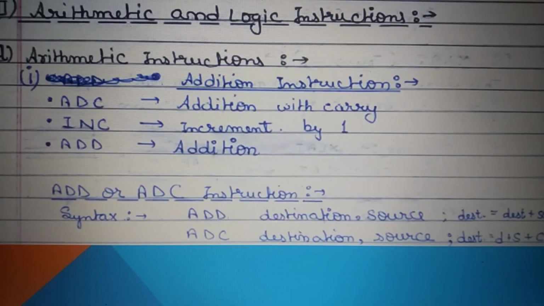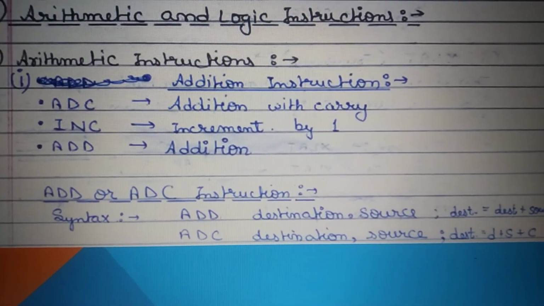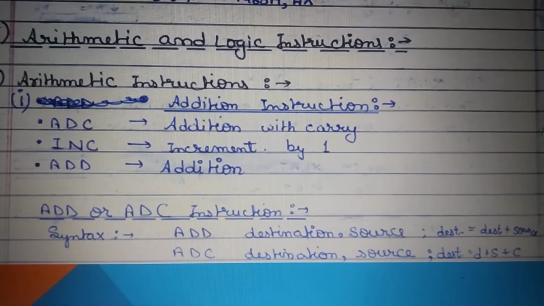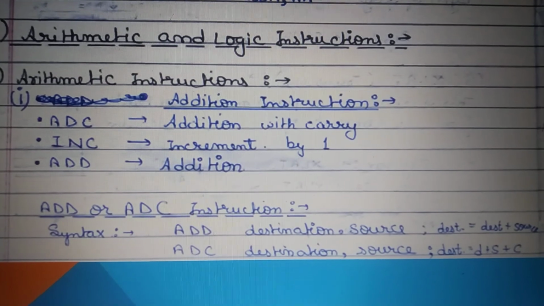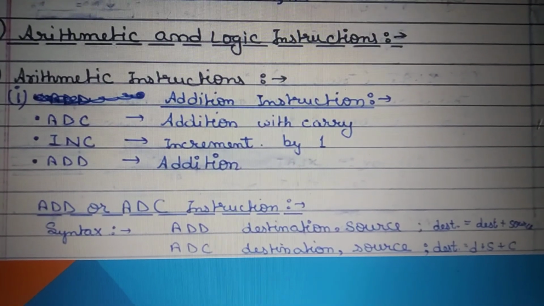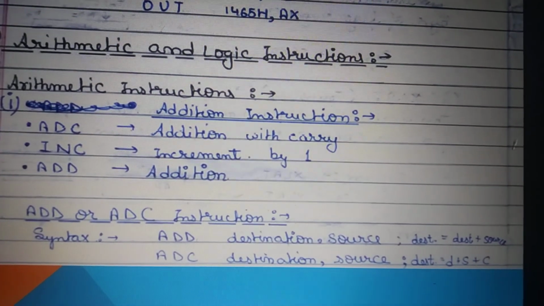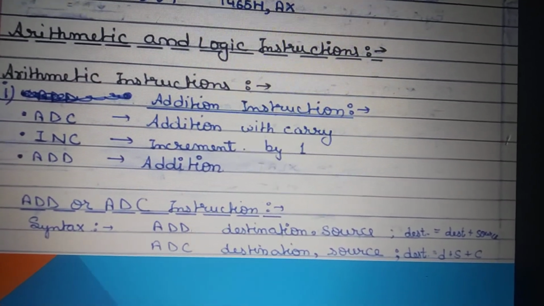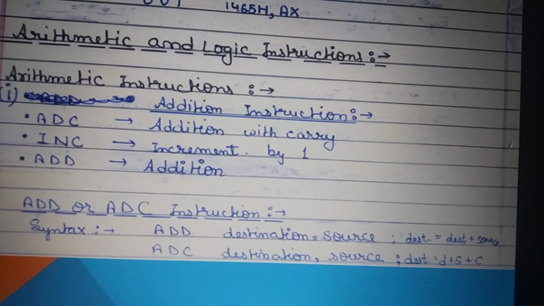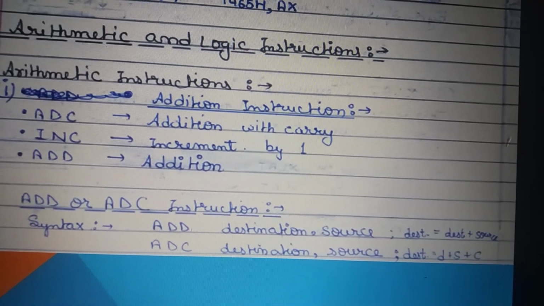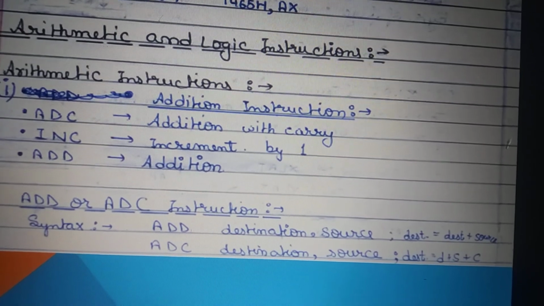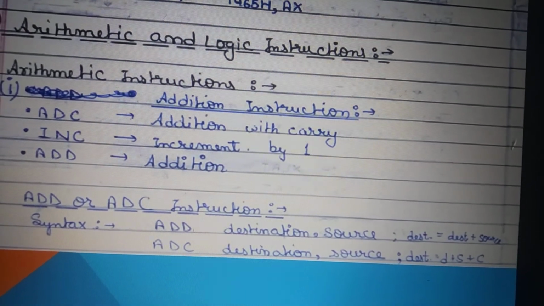But if we execute the ADC instruction, the format is the same as the ADD instruction: ADC destination comma source. But here, the content of source will be added to the content of destination, as well as the status of the carry flag, and the sum will be stored in the destination.